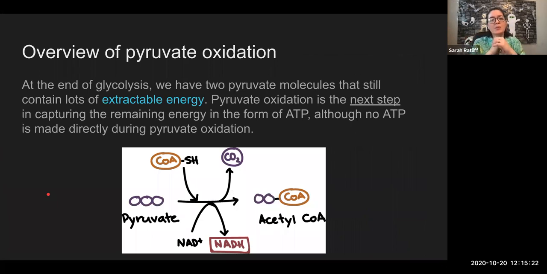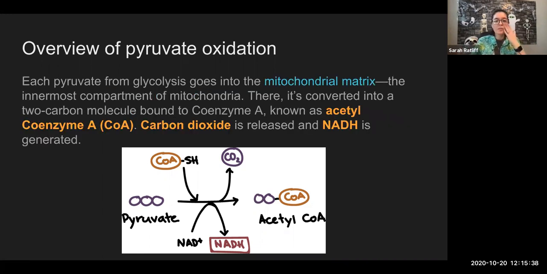So an overview of this pyruvate oxidation. We just made our pyruvate, like I just said. At the end of our glycolysis, there's still some energy in that molecule. We want to take it. The whole point of this process is to make as much energy as possible. So we want that energy. So we're going to move that pyruvate into our mitochondrial matrix and create a new thing called acetyl-CoA. We're just going to call it CoA, coenzyme A. That's all you need to know is CoA. When we make this, we're releasing carbon dioxide and making another NADH, which is an electron carrier.